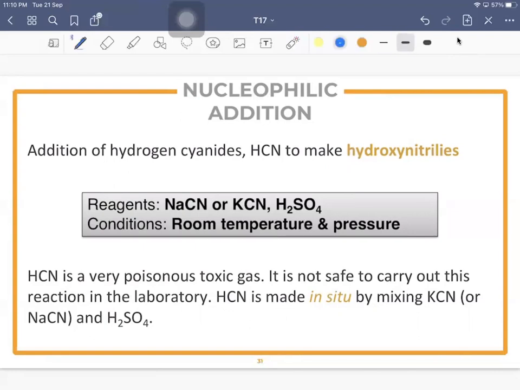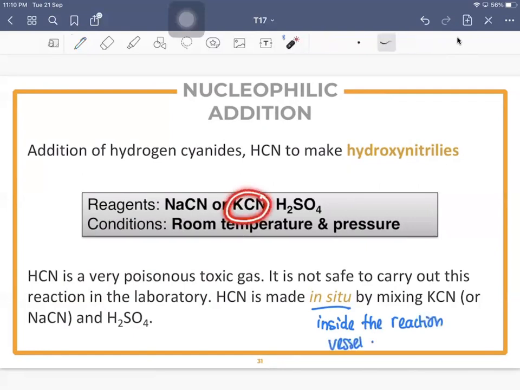This is what we call in situ, which means we produce the hydrogen cyanide inside the reaction vessel. In order to produce the hydrogen cyanide, you will have the sodium cyanide or potassium cyanide reacting with the sulfuric acid at room temperature. Room temperature and pressure. No need to heat it.